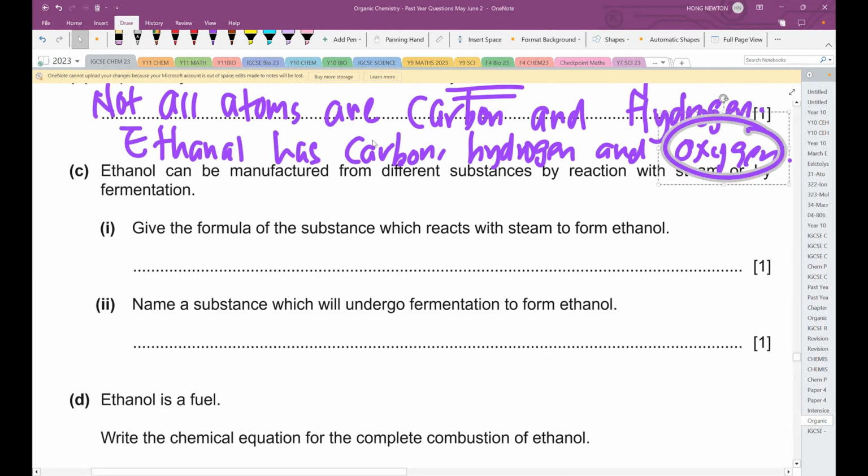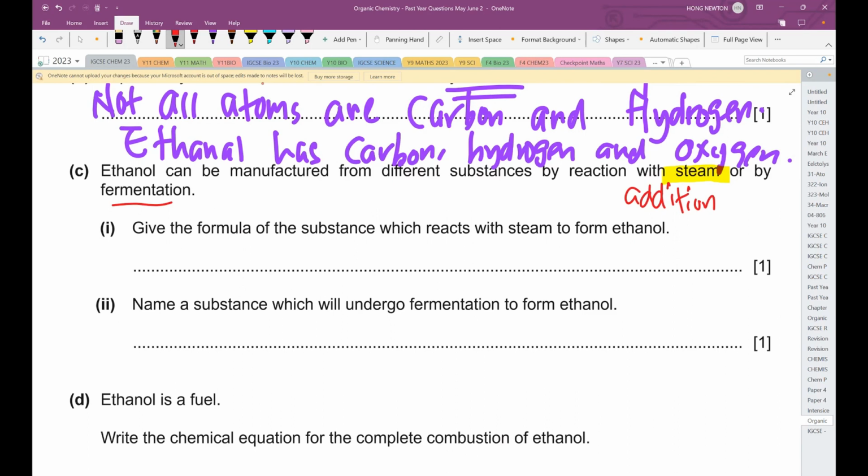Okay, next question. Ethanol can be manufactured from different substances by two types of reaction. One is by steam, which means through the addition process. Reaction with steam means the addition process, which we call hydration with water. Steam means hot water vapor. The other is fermentation, which is actually using yeast.